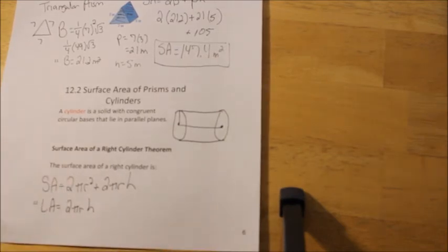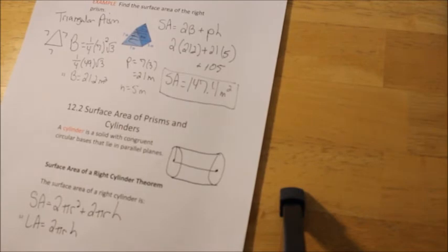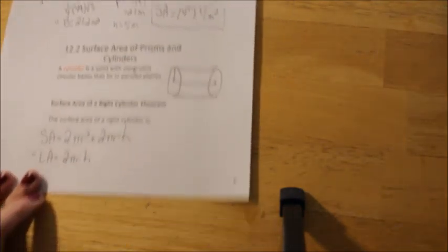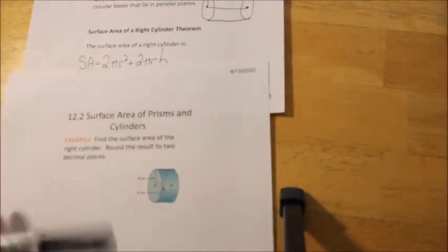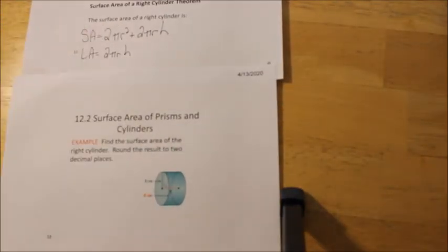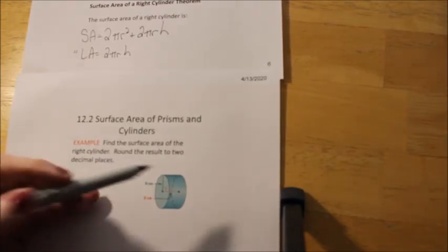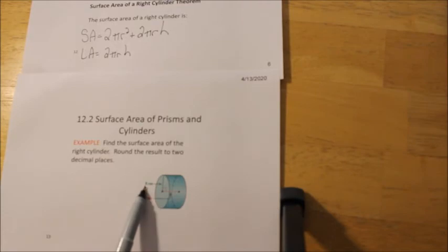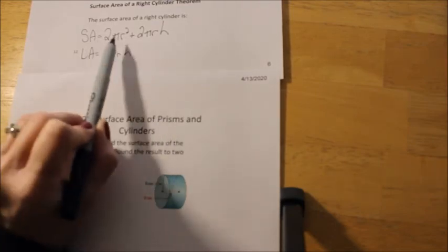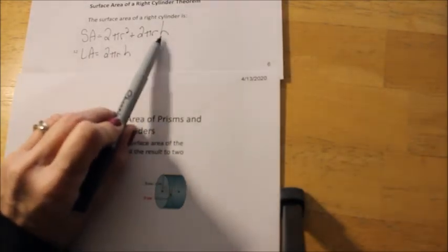So I think I just have one example for us on cylinders because it's pretty straightforward. It says find the surface area of the right cylinder, rounding the result to 2 decimal places. So here's my radius. Notice that it's 8, right? So we just need r, and the only other thing I need is the height, which is going to be the distance between the bases. Notice that that is also 8.